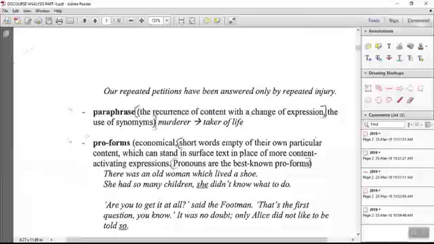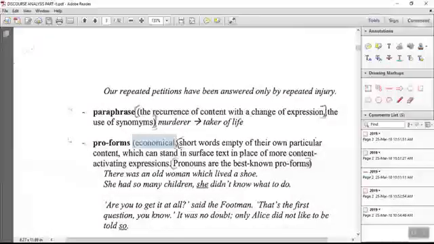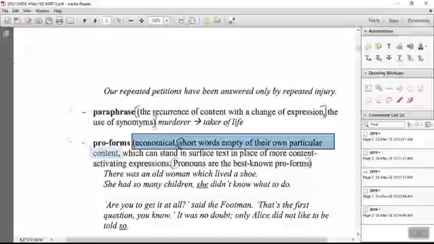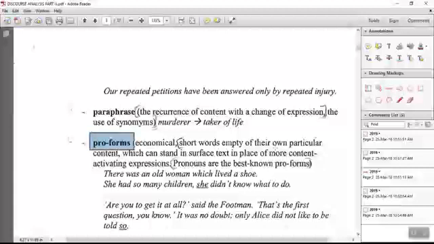And the fourth device is proforms. What are proforms? They are economical short words empty of their own particular content. They have no particular content or meaning by themselves, but can stand in the surface text in place of more content-activating expressions. ممكن نكون موجودين في النص مكان أو عوضا عن كلمات ذات معنى أو تعابير ذات معنى. But by themselves, proforms are empty of meaning. They have no meaning by themselves.